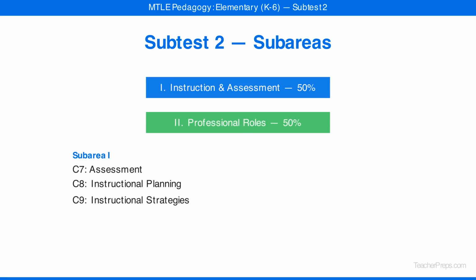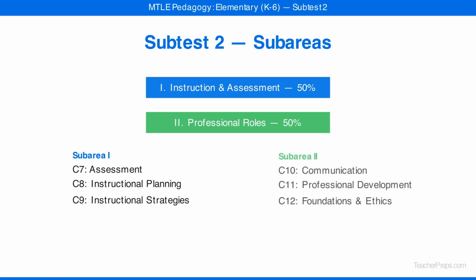Subarea II, professional roles and responsibilities, also covers 3 areas. First, communicating and collaborating with families, colleagues, and the community. Second, professional development and reflective practice. And third, the historical and philosophical foundations of education, student rights, and the code of ethics for Minnesota teachers. Since both sub-areas are equally weighted at 50% each, we'll give them equal depth.